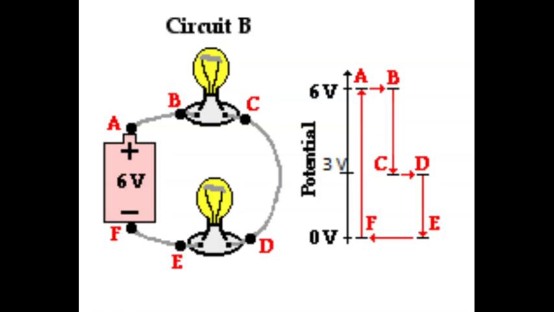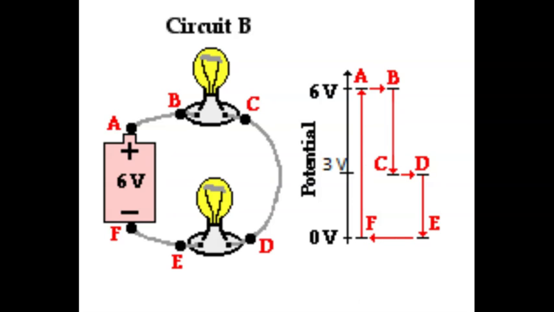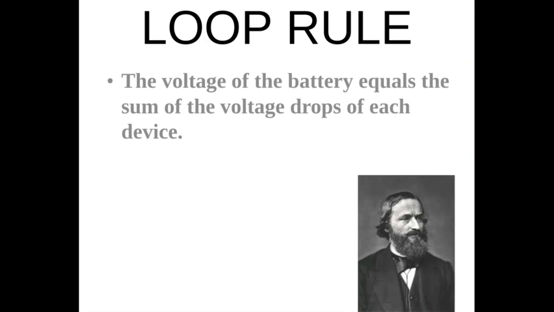And then as we go from C to D, which is another wire connecting the two bulbs, we don't use up any energy at all. And then we go through the second bulb, we use up the other half of the voltage down from D to E. And then from E to F, the wire doesn't do anything. We travel back to the negative terminal of the battery, and the whole process starts over again, raising us up 6 volts. So this thing that we always use up the energy is known as the loop rule.